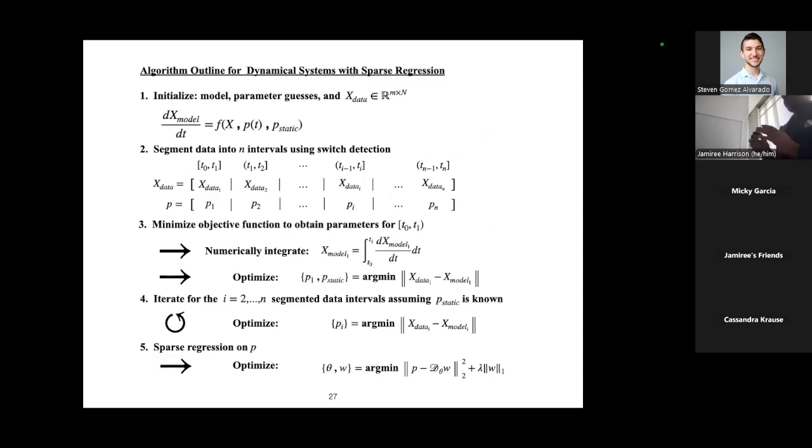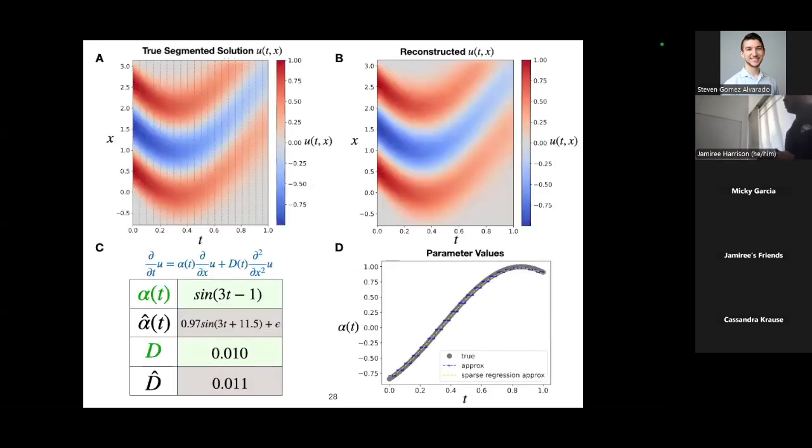using this, we can capture time-varying parameters of more complicated models that are not just ours, but across physics, other fun systems. Here's a fun system, for example: if you have the advection diffusion PDE with a sinusoidal alpha term and a constant diffusion coefficient, then you can accurately reconstruct the data that you give it, and also accurately reconstruct the parameter using a sparse regression on the parameter outputs that we got from the algorithm.